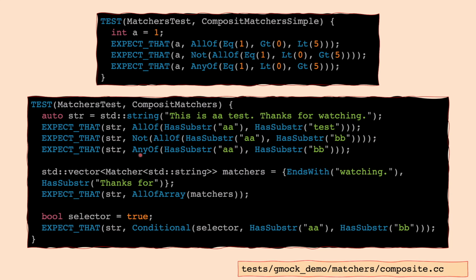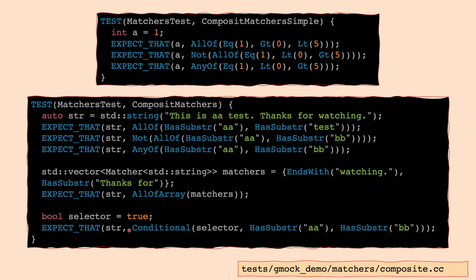There is a different version of any of and all of which accept its parameters in a vector or in an array. Notice that any of and all of here take the matchers as parameters. As an alternative, you can put all of your matchers inside a vector. So here I have one matcher and two matchers inside this vector called matchers. And then I can say expect that str matches all of the matchers inside this array or vector called matchers. So the same thing, rather than iterating all of its arguments in parentheses here, I put them inside a collection like this beforehand.